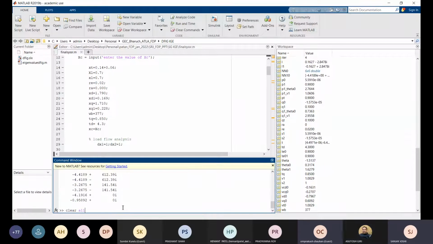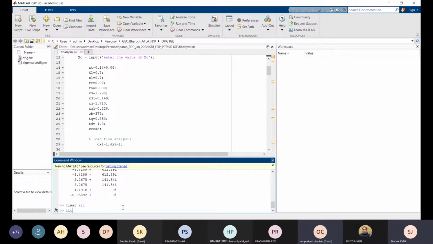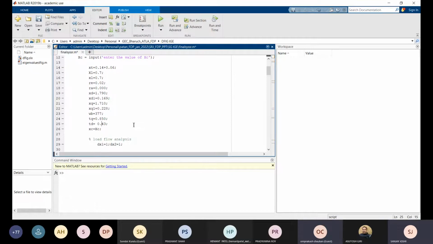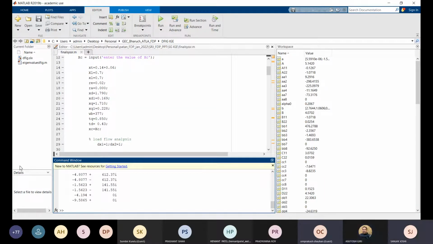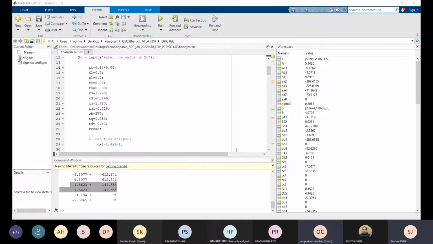So I will again clear all my variables, clear the screen also. Now it is 0.43 instead of... See, the frequency of the network mode does not change. It is still the same, 141.5554. But the difference is the damping of this mode has become lesser negative.